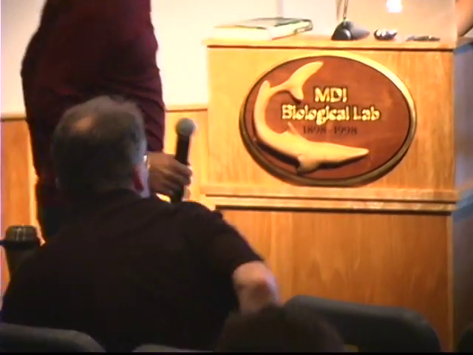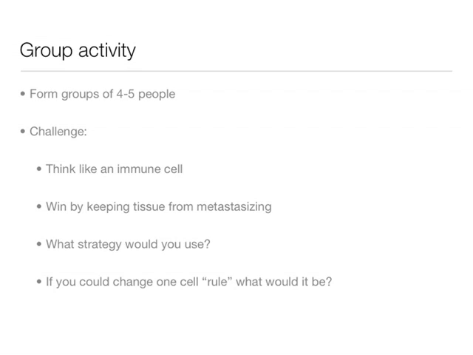Great. So I want us to spend a little bit more time doing a group activity. We're going to try to limit this to about 3 minutes of discussion, but I want you to get into groups of 4 or 5 people, and the challenge is to think like an immune cell. So if we were playing this game again, and I assigned a couple of you, your team, say, to be immune cells, and your way of winning was by keeping the tissue from metastasizing for as long as possible, what strategy would you use? And if you could change one of the cell rules, what would it be?